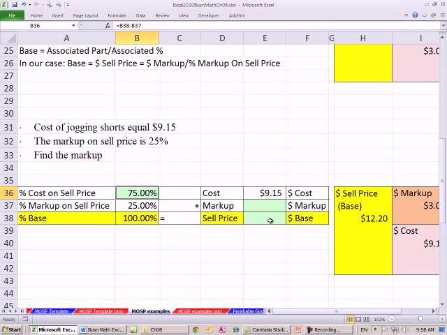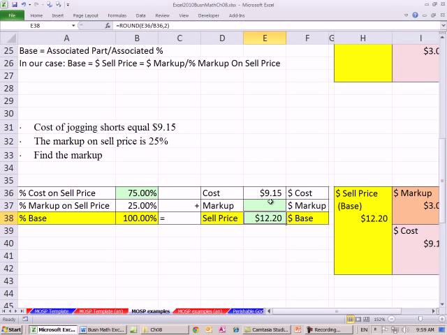Now, we can calculate our base because, the template's very nice this way. If you have two items on the same line, meaning associated part and associated rate, you can calculate the base. This is a dollar amount, so I'm going to use round. Associated part divided by associated rate, comma 2, Control Enter, $12.20.